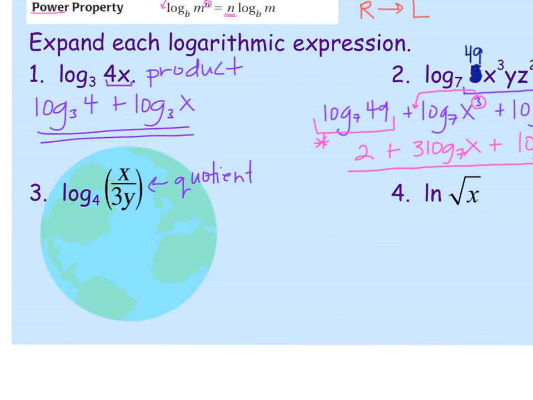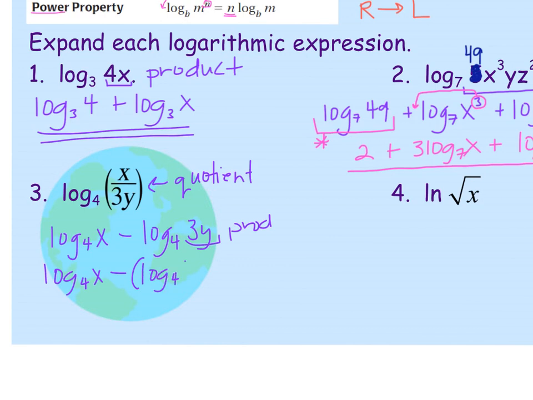If we separate that quotient, we would have log base 4 of x, and then minus log base 4 of 3y. Now that 3y is technically a product. But watch what happens when we split that up. We're still going to keep our log base 4 of x, but if I subtract and then make addition for the 3 and the y, I'm going to have to put that in parentheses. Log base 4 of 3, and then because this is a product property, we're just going to throw a plus right there, and then we'd have log base 4 of y. That's one way you can write it.